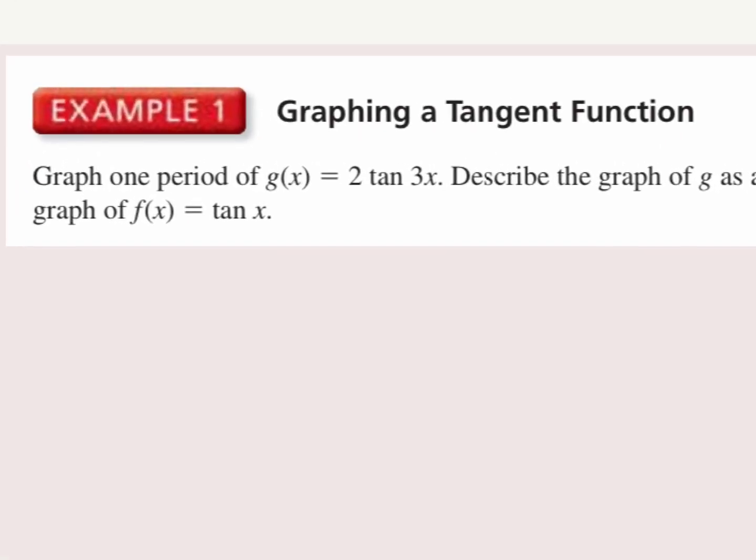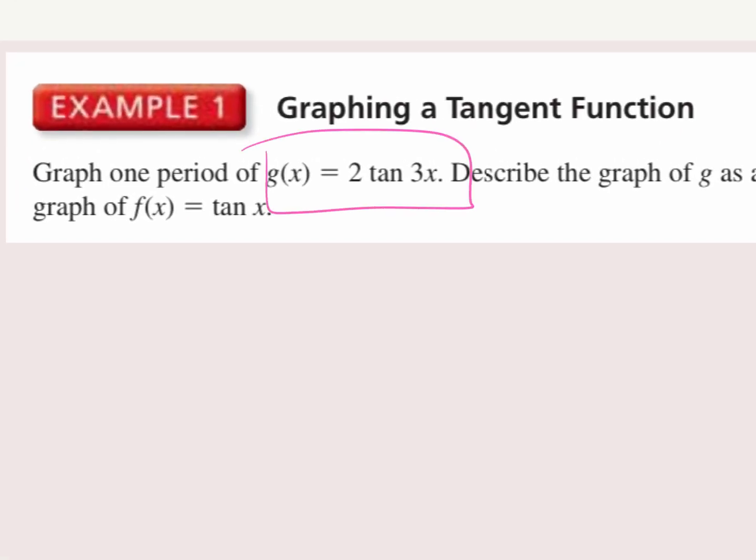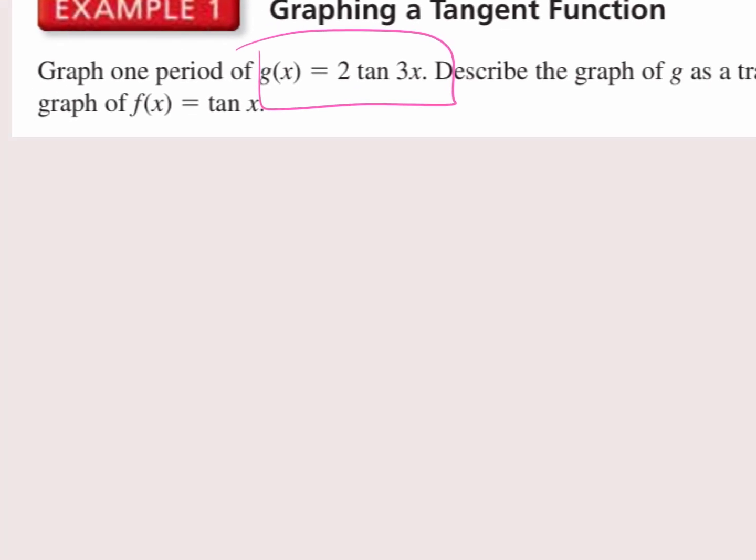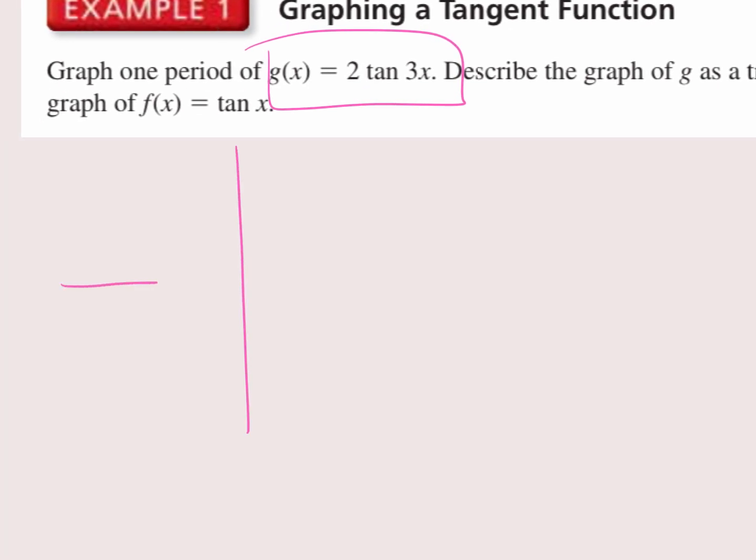All right, example 1. So we're graphing 2 tangent 3x. So let's start with our graph. What is our a here? 2. So that tells us how high and how low our key points are going to be. So we have 2 and negative 2. Next, to find the asymptotes, we take whatever's after the tangent, so 3x, and set it equal to pi over 2.